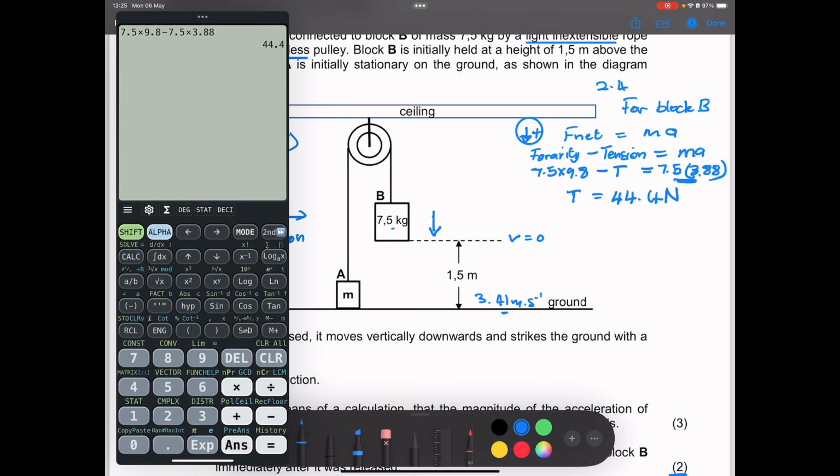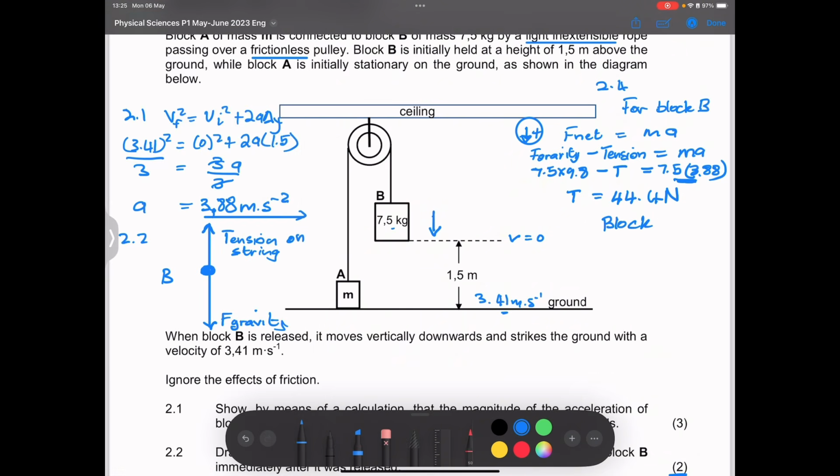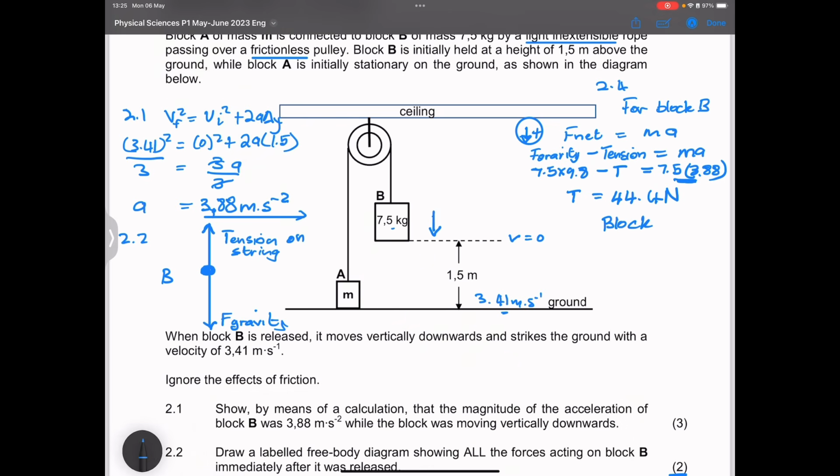So now going into block A. Remember what will happen now for block A? Let me try and remove all of these marks. So for block A, I've got F net is equal to MA. Remember, block A is going upwards. So the force that is pulling block A up, it's accelerating up, which means tension must be greater than the gravitational force. So for block A, it's going to be the tension minus the gravitational force, F gravity. Okay, this is equal to MA, which is the mass of A.